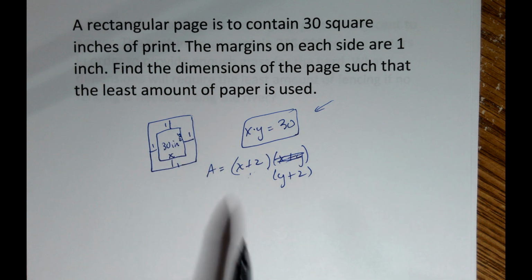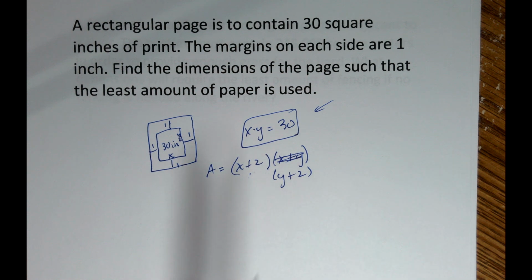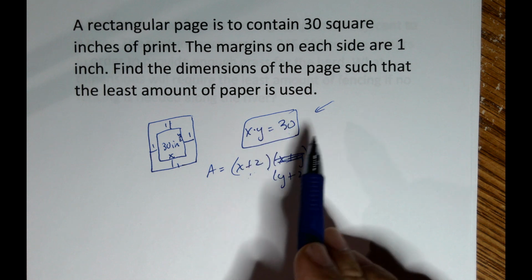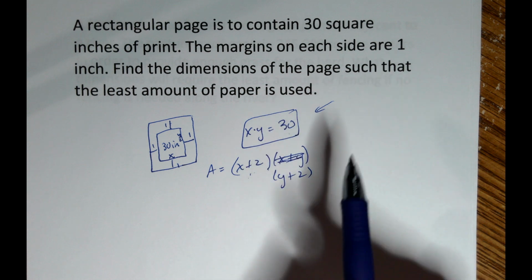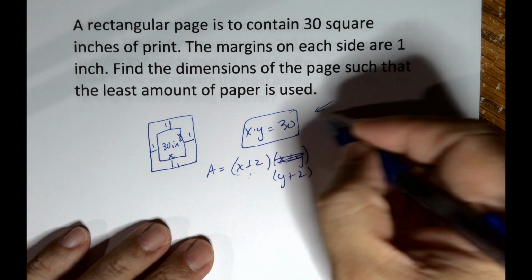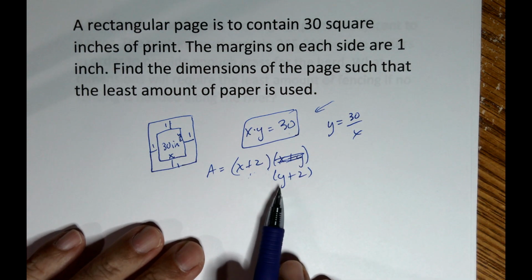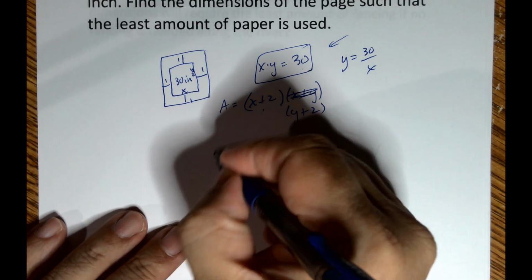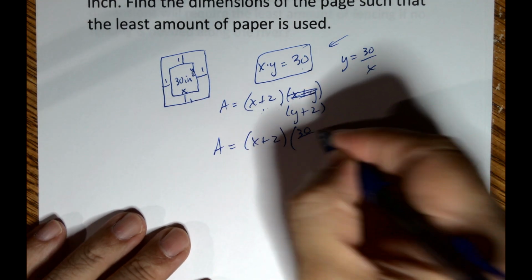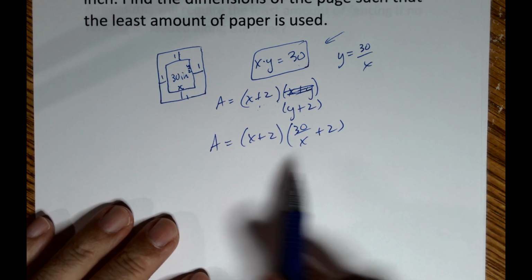Now, this is in 3 variables: area, x, and y. Let's reduce it to 2 variables. I'm going to use this other equation so I can rewrite one of them in terms of the other. Solving this for y, I get 30 over x. So I can replace the y with 30 over x. So the area equals x plus 2 times 30 over x plus 2. Now this is in 2 variables.